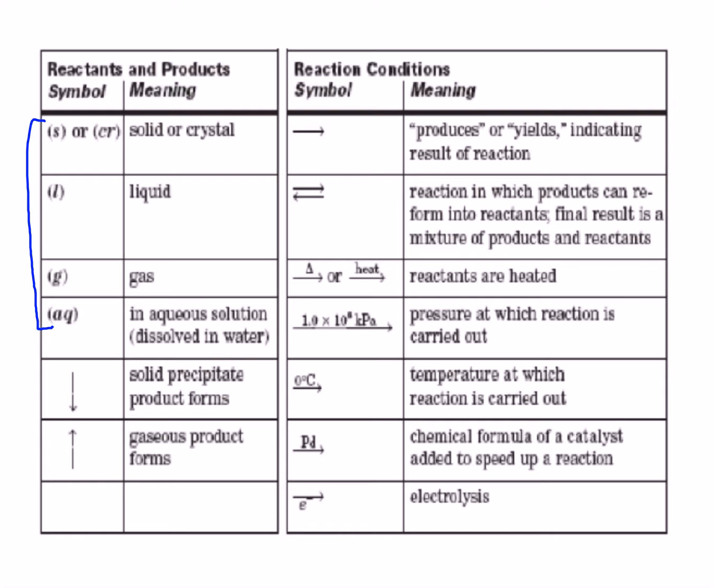If you see an S or CR, that means you have a solid or crystalline state. L means liquid. Little g means gas. And then AQ means you have an aqueous solution. We have a whole unit on solutions later on in the year where we will talk about those more specifically in detail. But those ones are states of matter, and they can be anywhere. They can be on the left-hand side or the right-hand side.